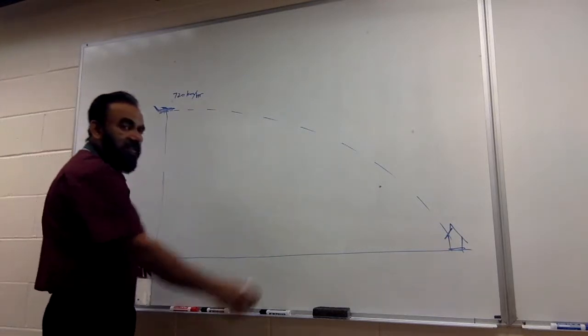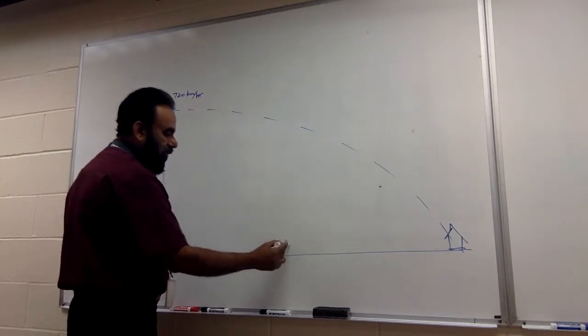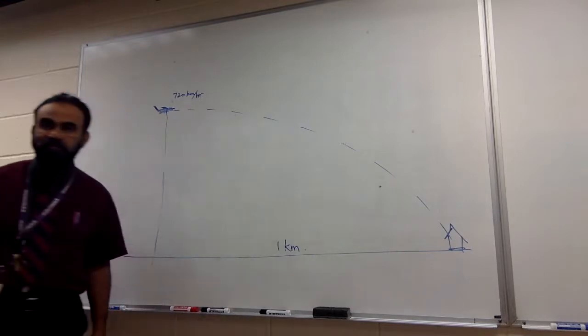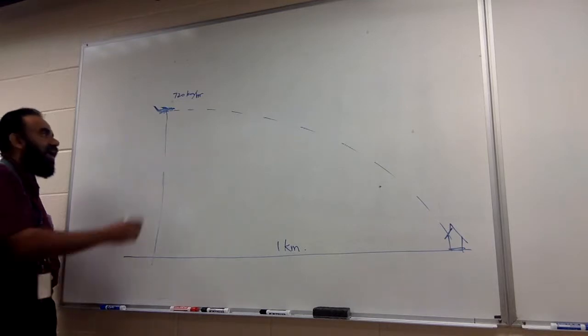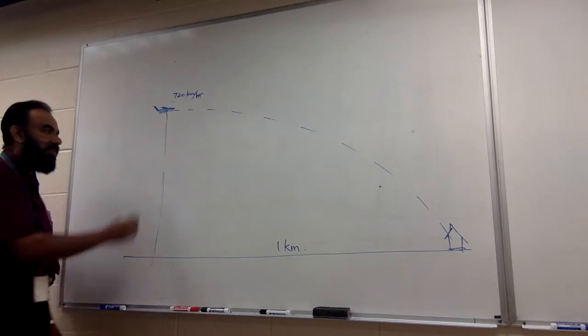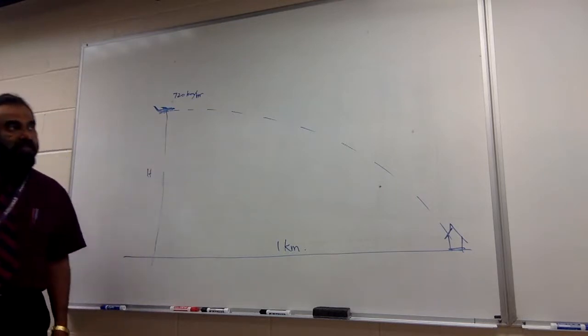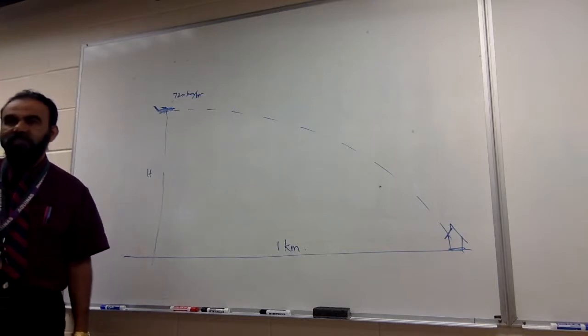And the target is 1 kilometer away. The target is 1 kilometer away. Question is, how high should the plane be flying in order to hit the target? You get the problem?